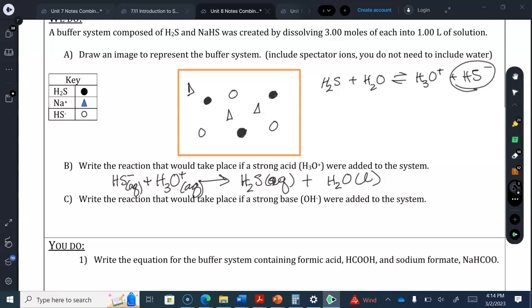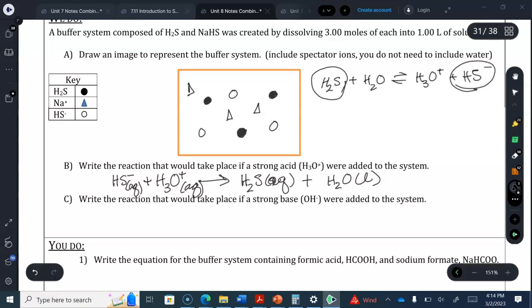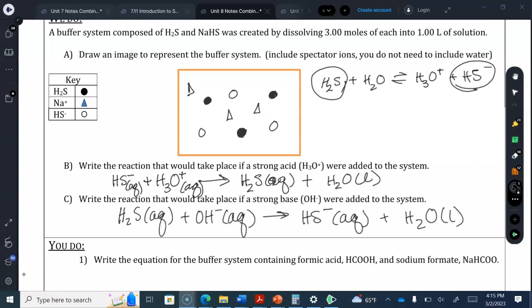Okay. If we add a strong base, it is going to react with the acid. So pause the video, and I want you to take the same process where the acid of our buffer reacts with the strong base, and what does it form? Okay, you should have gotten that the acid of our buffer reacts with the hydroxide ion that was added. The hydroxide ion accepts a proton from it and forms water, and we are left with the conjugate base ion.